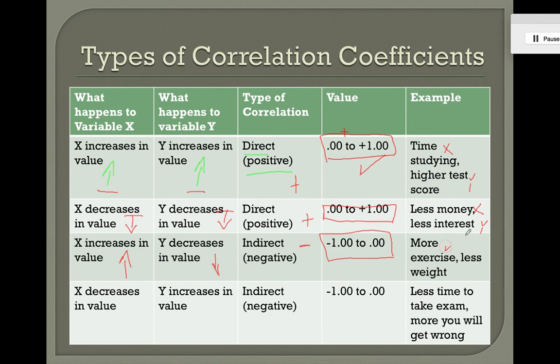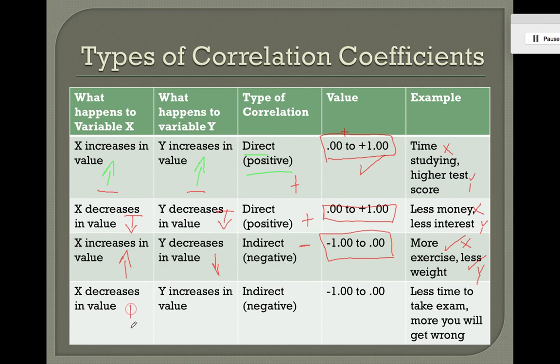So the more that you exercise, the less weight that you should have. Again, remember, exercise in this particular case is my predictor, my independent variable, and my y is my dependent variable or my criterion variable in this specific case. So the more that you exercise, the less weight that you should have.